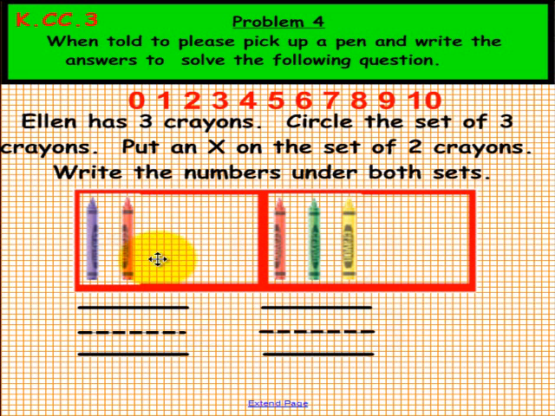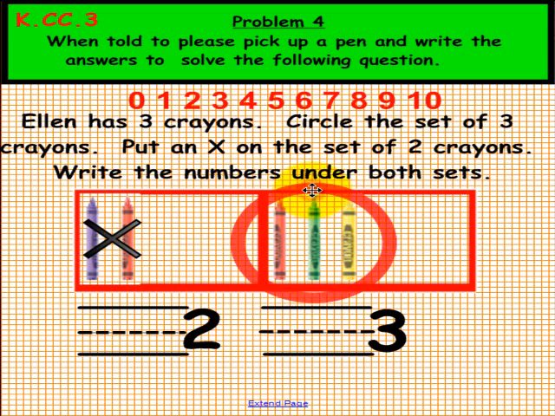Okay, let's see what we have here. We have 1, 2 crayons, so you should have placed the number 2 here. Over here we have 1, 2, 3 crayons, so you should have written the number 3. Put an X on the set of 2 crayons, and that would be this one. Then it says put a circle around the set of 3 crayons, and it would be that one. If your answer matches ours, that is astonishing.